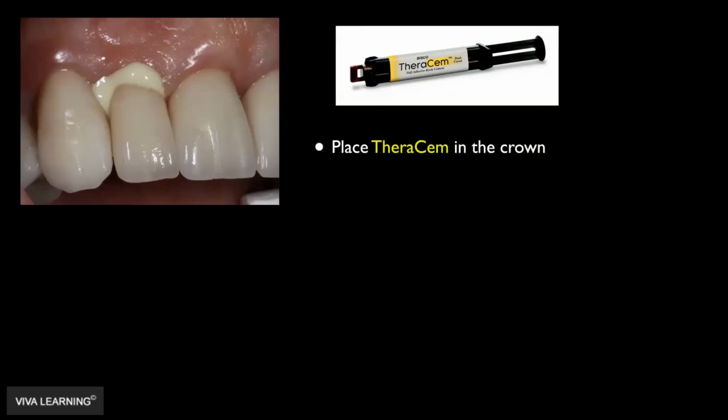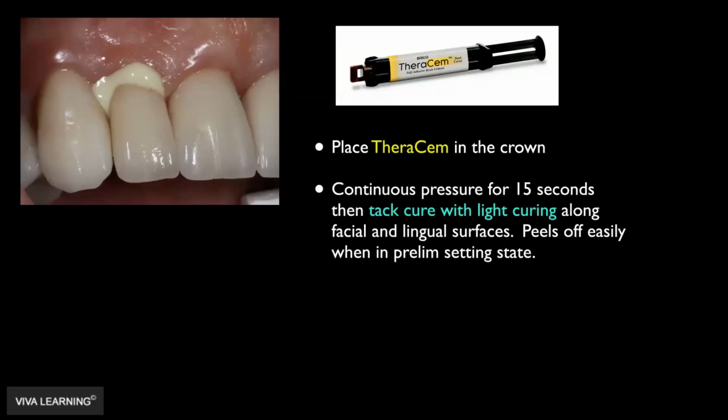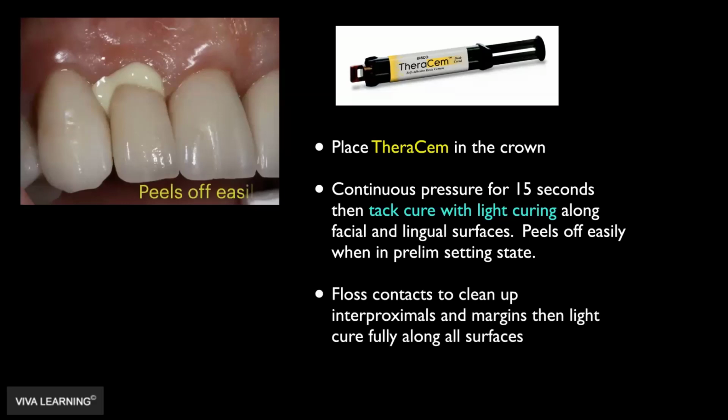So now here comes Theracem. After I put the Z Prime, I place Theracem in the crown, and I hold it with pressure so that I'm sure I get it really marginated correctly. So I put pressure on it, then I release the pressure, and then I tack cure. The amazing thing is this peels off so easily. This is the best cement I've ever encountered, the easiest in all my years, because it peels off like putty. It just peels right off. It's simply that easy.